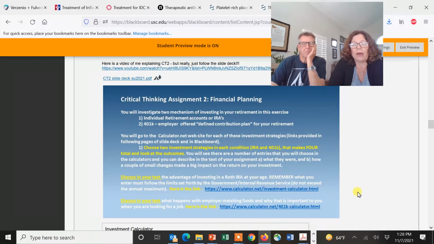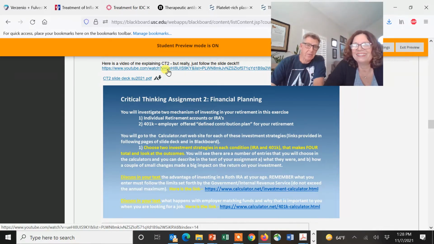And then you'll talk about the results, and you'll talk about employer matching and the importance of employer matching, and you'll talk about the magic of compounding interest, which is the magic of investing early and seeing what a big impact it has when you do start investing early, which is what we want all of you to do. Watch all your money grow exponentially.